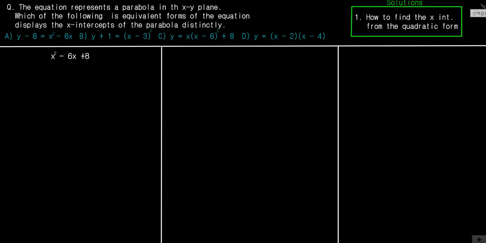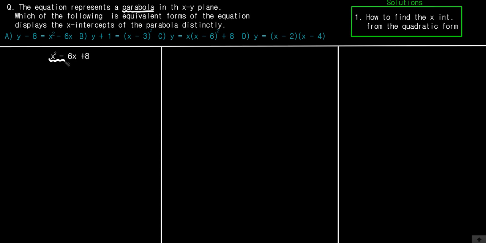Let's think about solving this SAT math problem. The question is: the equation right over here, x squared minus 6x plus 8, represents a parabola. If you think about it in terms of a parabola, when we show it as an equation, it is going to be a quadratic function.